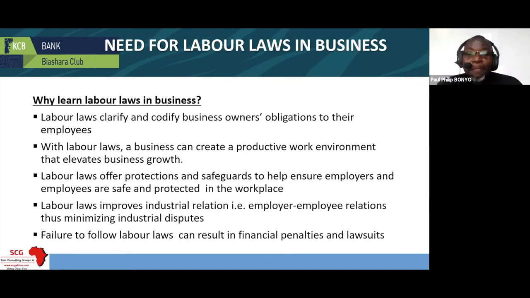It will also protect and safeguard employers and employees. So where you have your business, the protection of labor laws comes in. It will also improve employer-employee relations. Just remember that failure by any business person, any entrepreneur, to obey labor laws can result in serious financial penalties. That consumes money. Money is what you were meant to save.